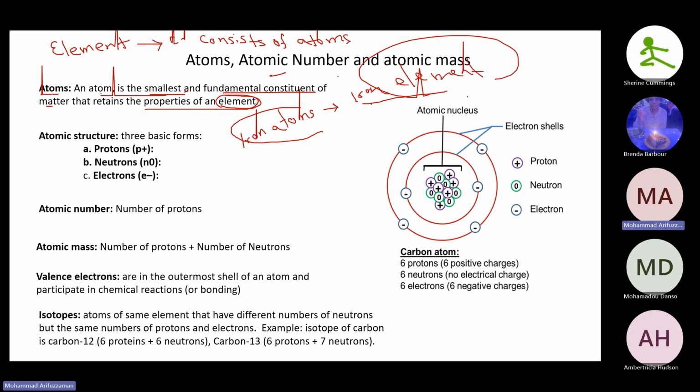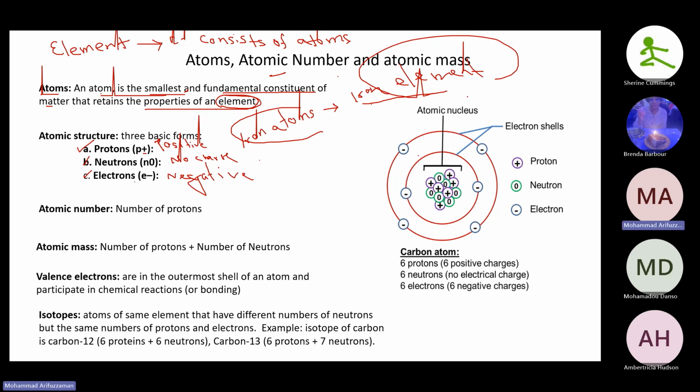And the atom consists of 3 subatomic particles. Proton: the proton carries positive charge, or P plus is the positive charge, and the neutron has no electrical charge, and electrons carry negative charge. So that is the negative charge, electron, and proton carries positive, and neutron has no charge, no electrical charge, neutral.